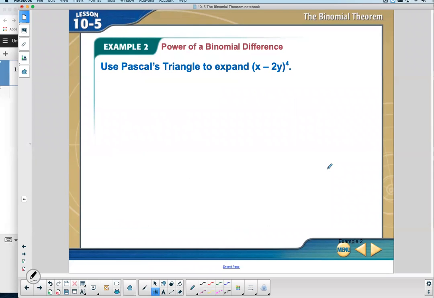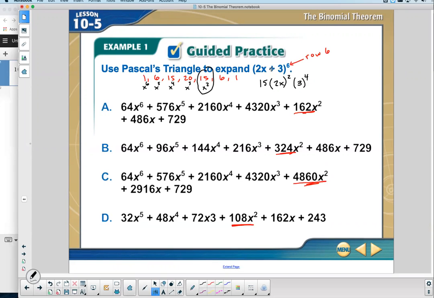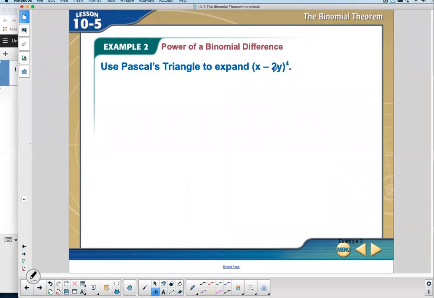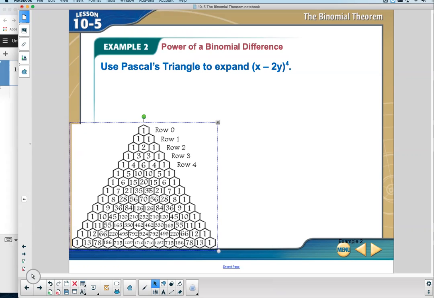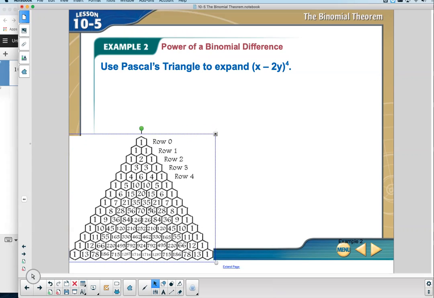Okay, so now let's do it again, but what happens if you have a negative? So previously we've been dealing with a positive. What if you have a negative? Well, only a couple things change. So first, do I still have that copied? Perfect, I do. We're going to go to the fourth row this time, because I have a 4th power. That means I play the game 4 times.